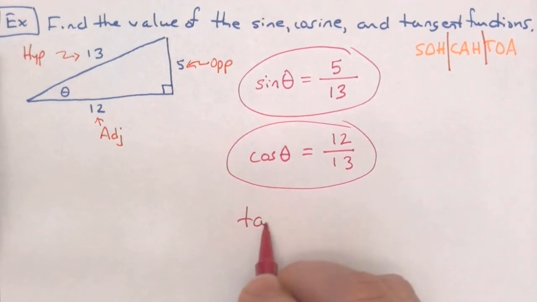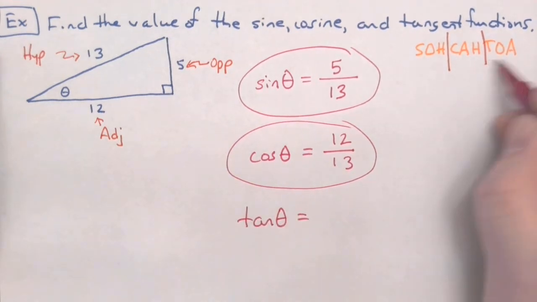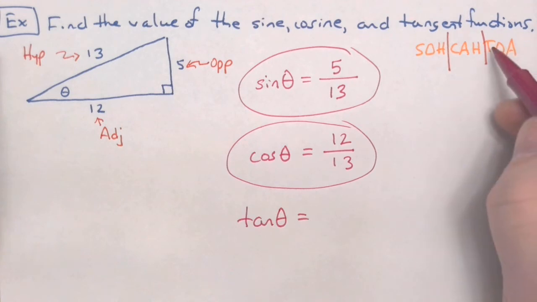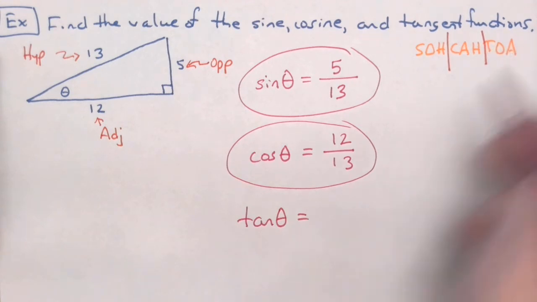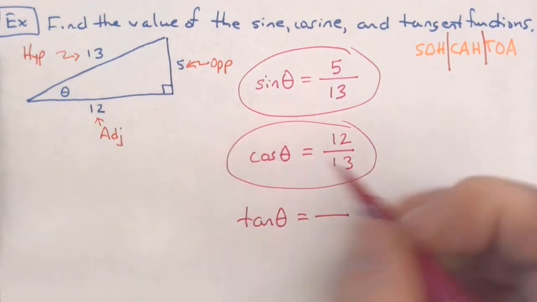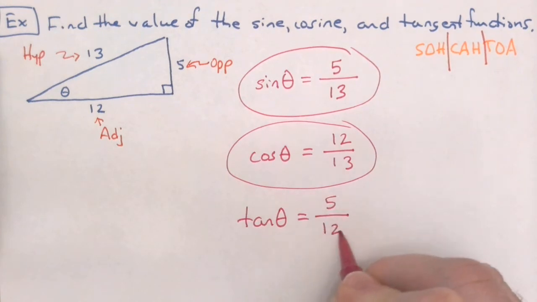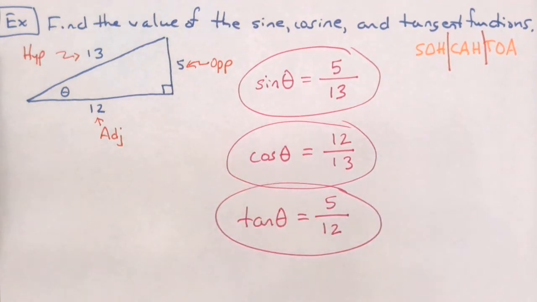And then for tangent, that's the TOA part of SOHCAHTOA. The T stands for tangent, and then that's opposite over adjacent. The opposite side over the adjacent side gives us the fraction 5/12. And that can't be reduced or simplified at all. So for the triangle that was given, the sine, cosine, and tangent of our angle theta are those 3 fractions that are listed there.